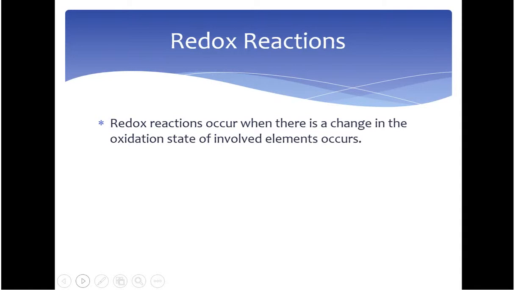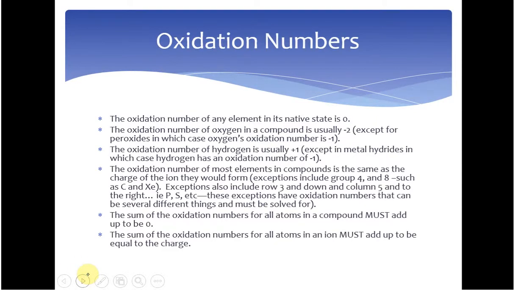In terms of redox, redox reactions occur when there's a transfer of electrons or a change in oxidation state. In terms of oxidation states or oxidation numbers, the only way to really do this, guys, is just to do flashcards. The oxidation state of any element in its native form is 0. So remember, H2 and O2 are always going to be diatomic. So H2, the H is going to be 0. O2, the O would be 0. Na metal would be 0.